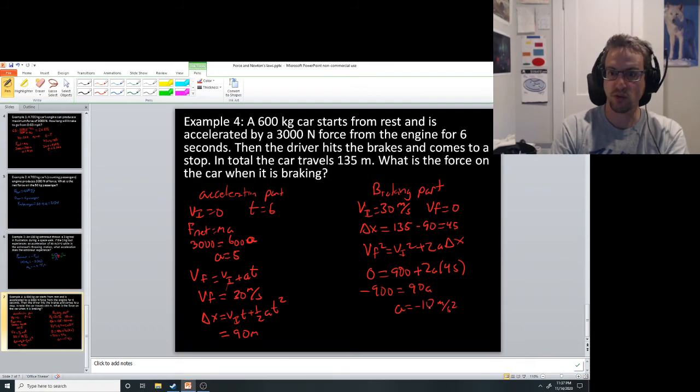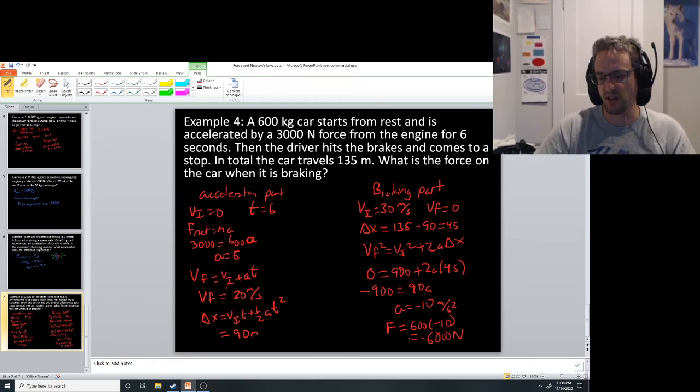This is negative because it's going the opposite direction of velocity. That's good, which means my force is going to be 600 times negative 10, negative 6,000 newtons. And the negative, of course, is just direction because force is a vector. I should have been clear about that, but when we're talking about F net being in the same direction as acceleration, net force has got to be a vector. It's got to have direction. So it's the opposite direction there. Okay, all right, that is it.